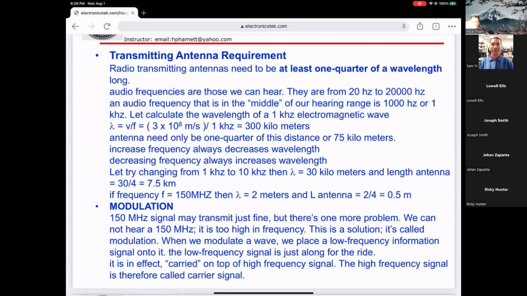In order for many different signals to be transmitted, they have to be brought up to a very high frequency. Lambda will be small, so more signals can go. Otherwise, they can get a problem. So try to read it, try to understand modulation. A 150 megahertz signal may be transmitted just fine. But there's one more problem. We cannot hear 150 megahertz. It is too high in frequency.